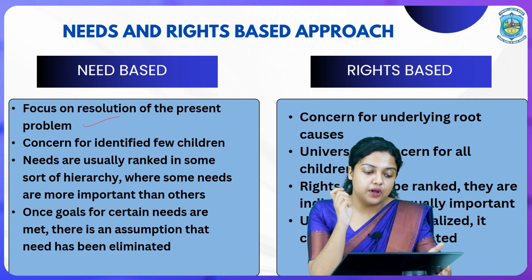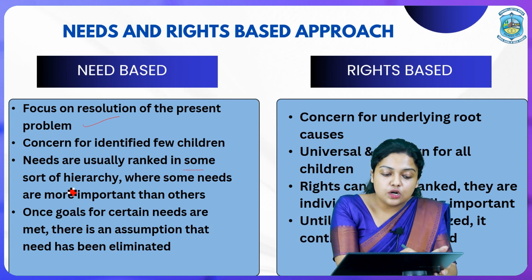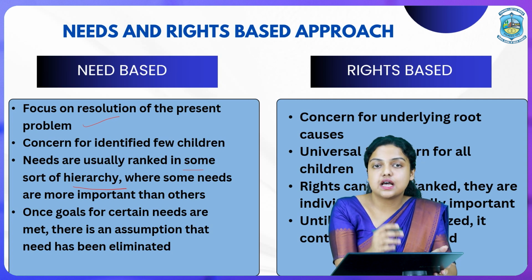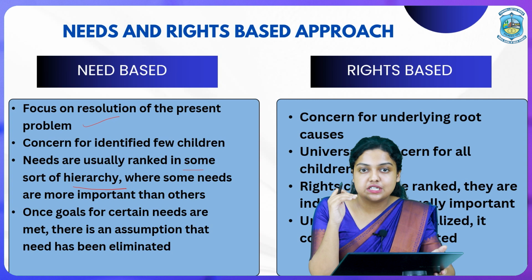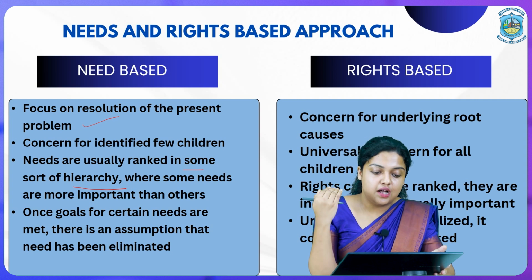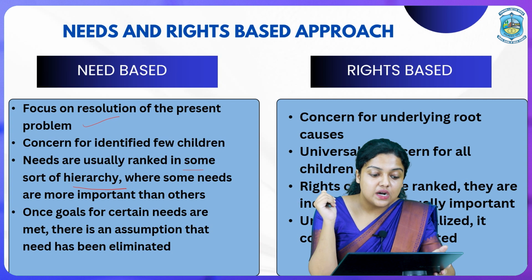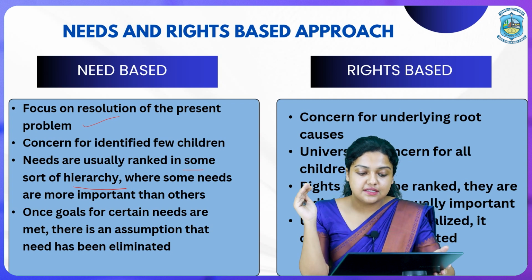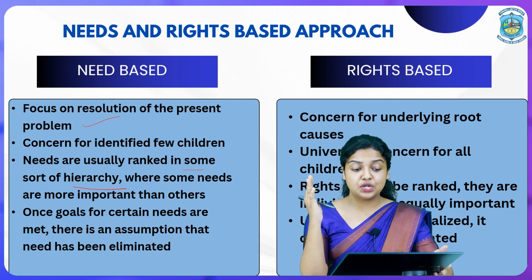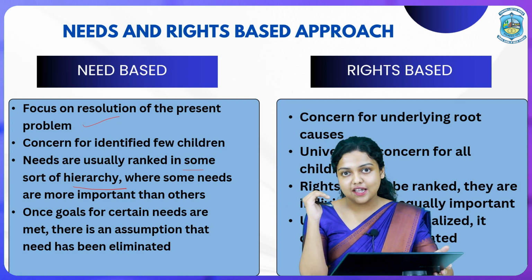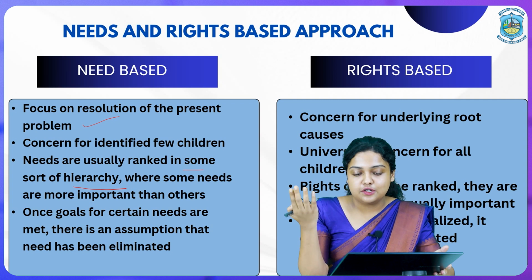Also, the third point we can see is that needs are usually ranked in some sort of hierarchy, where some needs are more important than others. We can arrange them in a hierarchy, and according to the higher needs we will be satisfying them. Once goals for certain needs are met, there is an assumption that the need has been eliminated. So needs are ranked in a hierarchy, and the higher need will be satisfied first for the child.